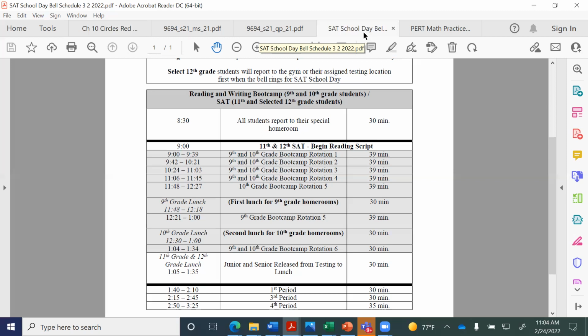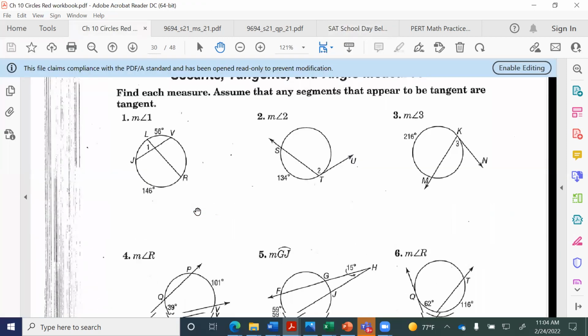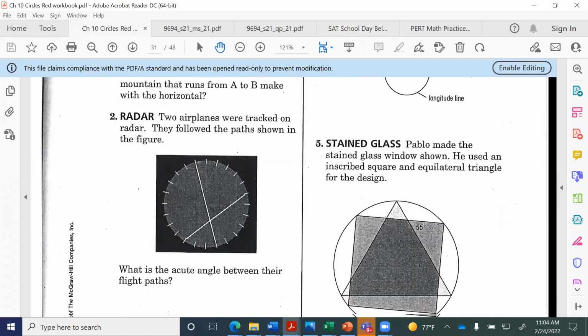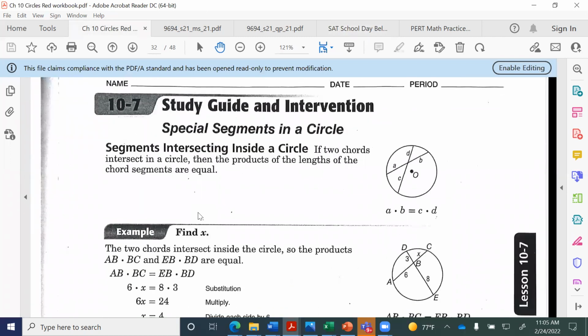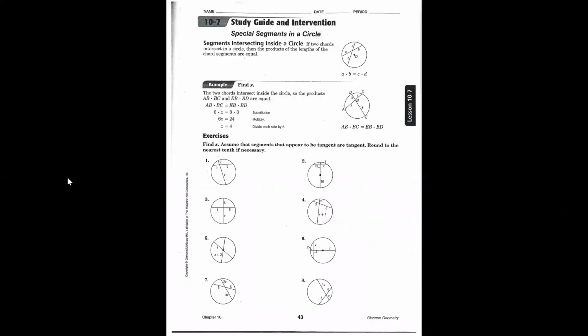All right, let's move on. Come back over to this. Okay, so the other thing that we're doing today. On here, there are a couple more properties. There's 3 more equations. Yesterday we talked about angles and arcs. Today we're talking about the length of segments.